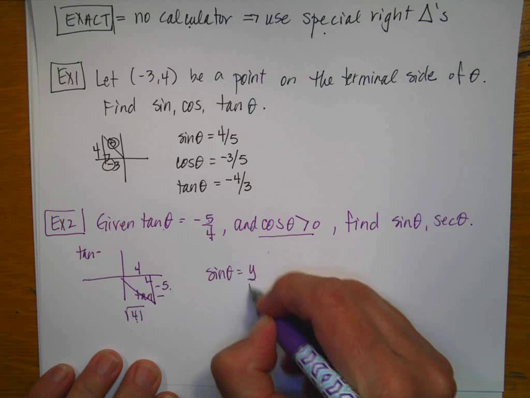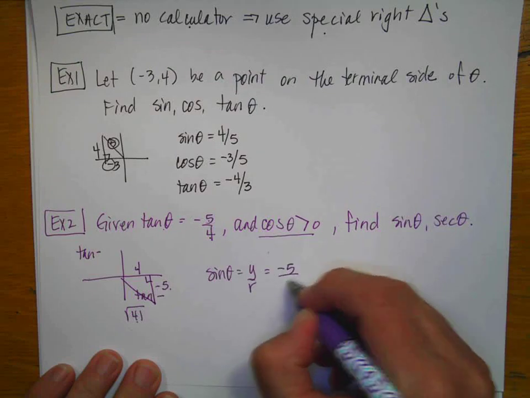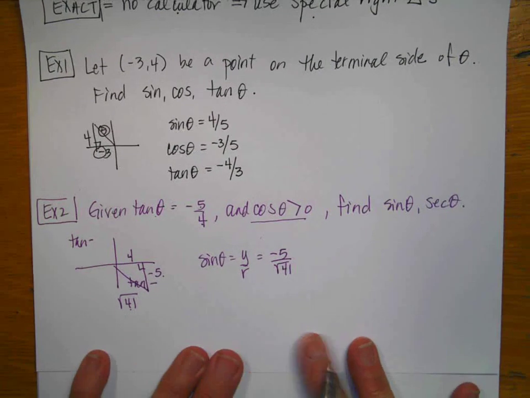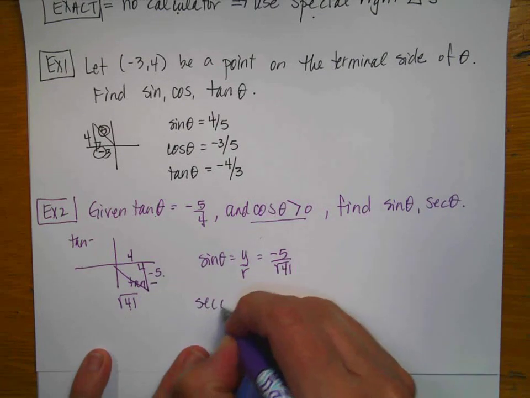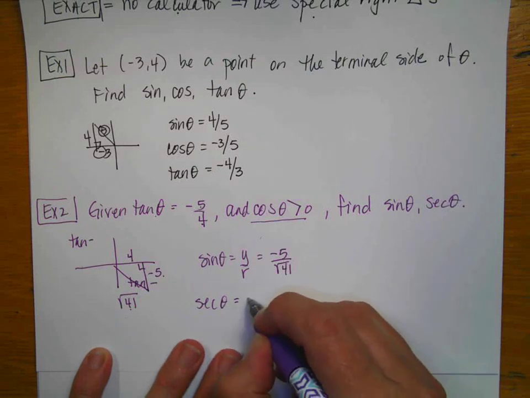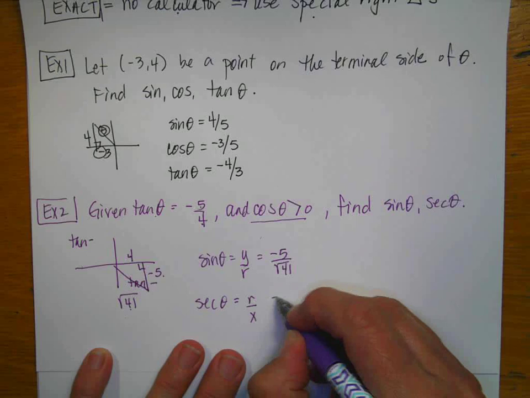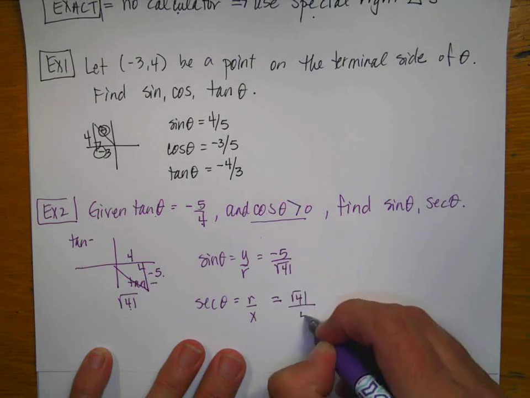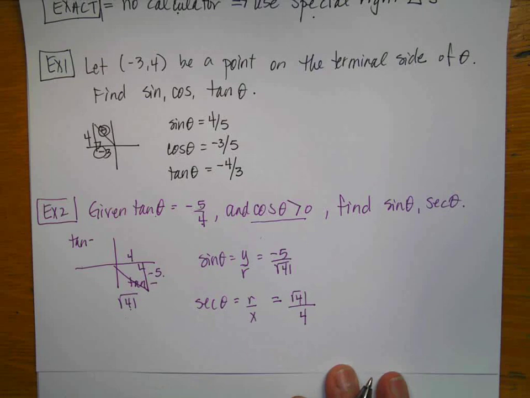The sine of theta is y over r, so it's going to be -5 over radical 41. Remember, we do not rationalize. And the secant of theta is the reciprocal of cosine, so it's going to be r over x, and that's going to be my radius radical 41 over x, which is 4. So that means that it's very simple, okay? Making the drawings is key to your solution to the problems.